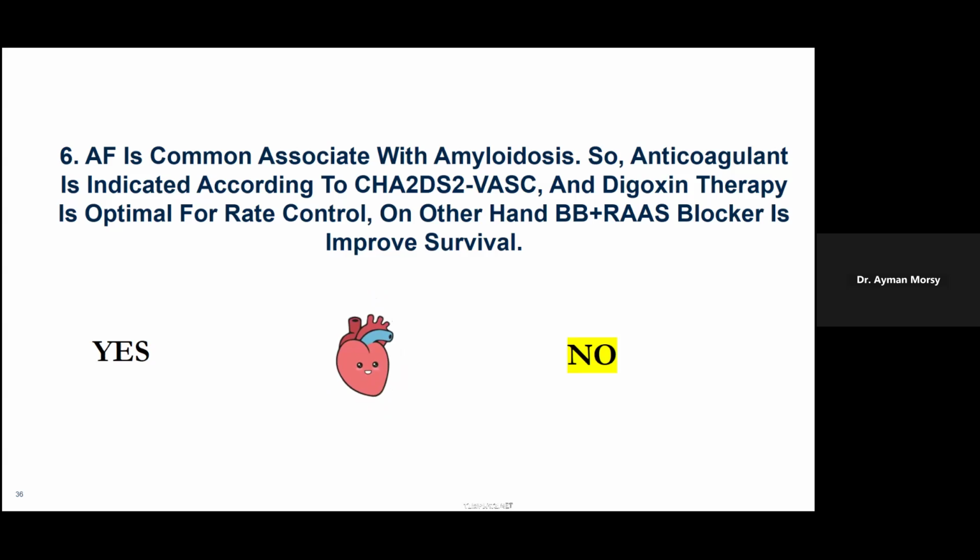On the other hand, digoxin therapy, as Dr. Muhammad will say soon, is not an optimal rate control medication, and I leave it for him to say why. Beta blockers most of the time and RAS blockade never improve survival. That's why, AFib is common, yes. Please don't follow the score in these patients; they should be anticoagulated. Please don't use digoxin as rate control, and beta blockers and RAS blockade most of the time do not improve survival as in other heart failure patients.